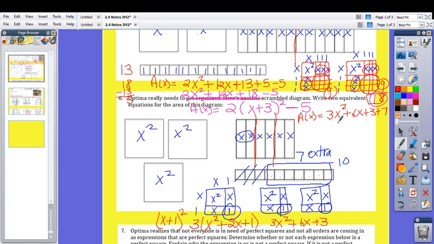Now if we are writing it down like this, then we will write down 3 times (x squared plus 2x plus 1) and plus 7. Then we can also write it down as this, because this is the same as this one. So instead of writing this, I can write it down as 3 times (x plus 1) squared, and then plus 7. So my A(x) is that.